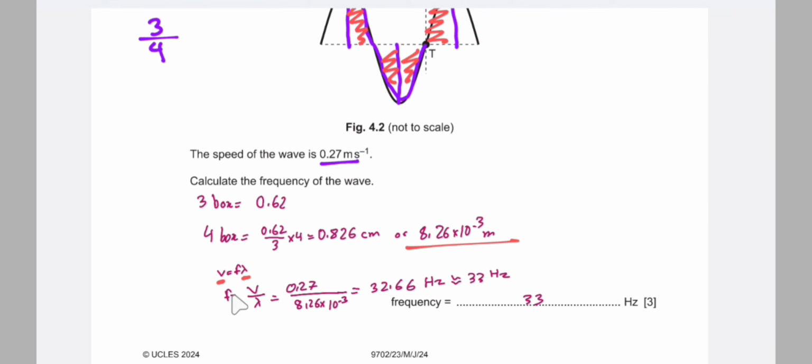So v is equal to f lambda, so f is equal to v by lambda. We know the value of speed and we have found the wavelength. So we get a value of frequency, that is 32.66 Hertz, and we write this as 33 Hertz, that is two significant figures.